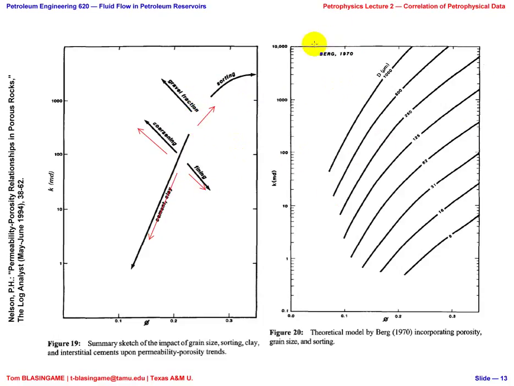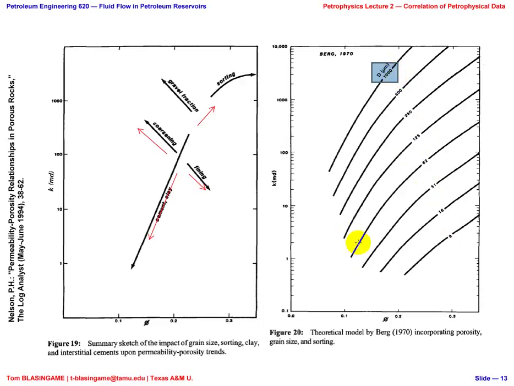And then Berg came along, and this is the equation I was telling you about before. This is permeability, this is porosity, and this is grain size diameter. So technically, he should have plotted permeability divided by grain size diameter squared. That would have given you a straight line. That's why this has a curve to it. But he's just showing what that could look like based on grain size.